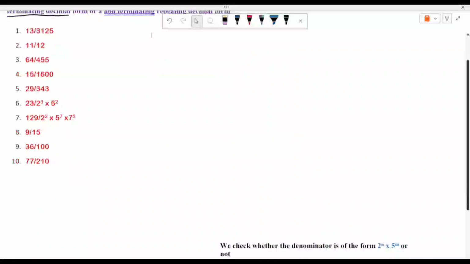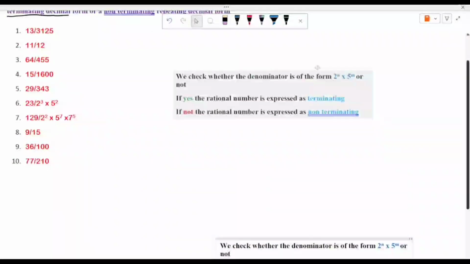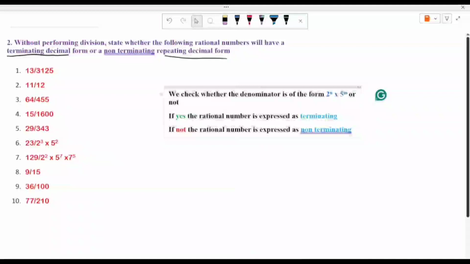So what is the trick here? We have to check whether the denominator is of the form 2 to the power of n into 5 to the power of m or not. We will do the prime factorization of every denominator and check whether 2^n into 5^m comes up or not. If yes, then the rational number is terminating. If not, then the rational number is non-terminating. So this is the actual case here. We have to prime factorize the denominator.